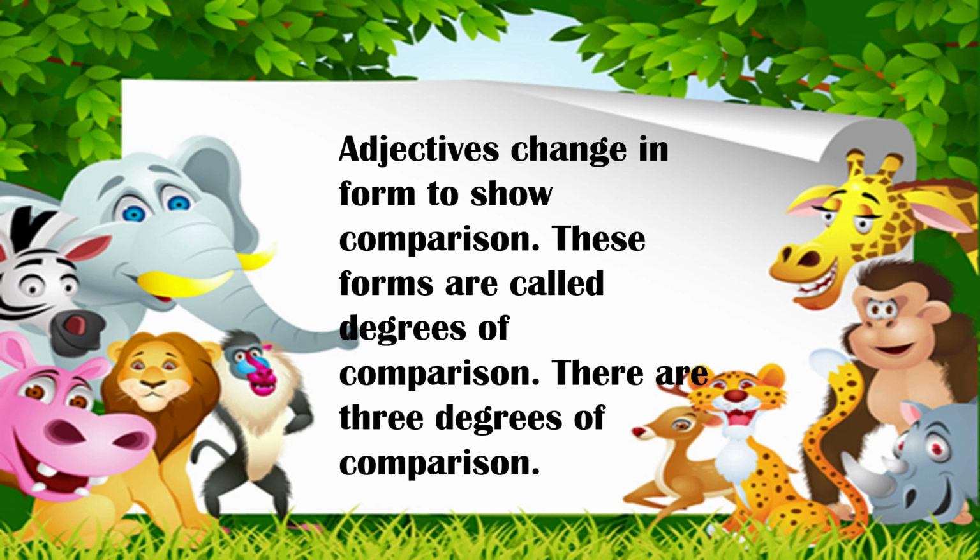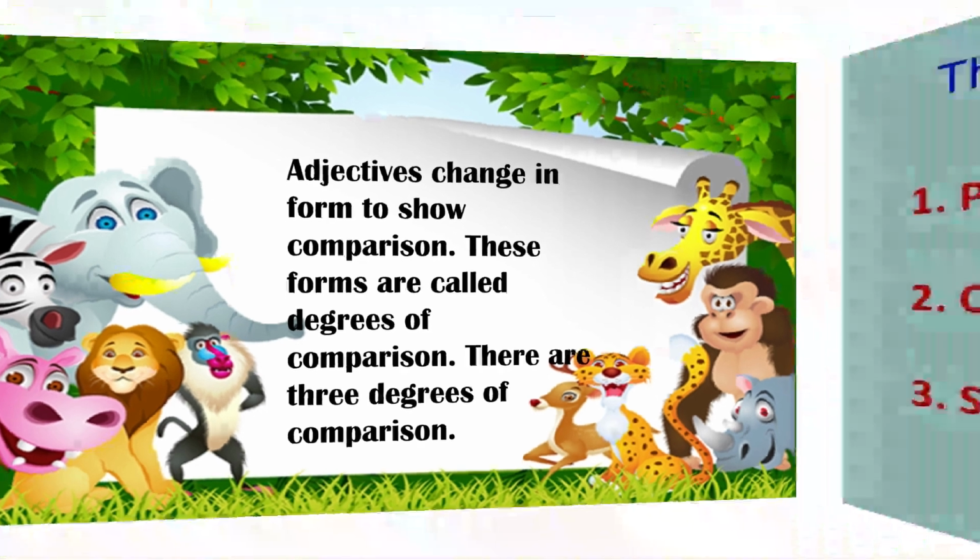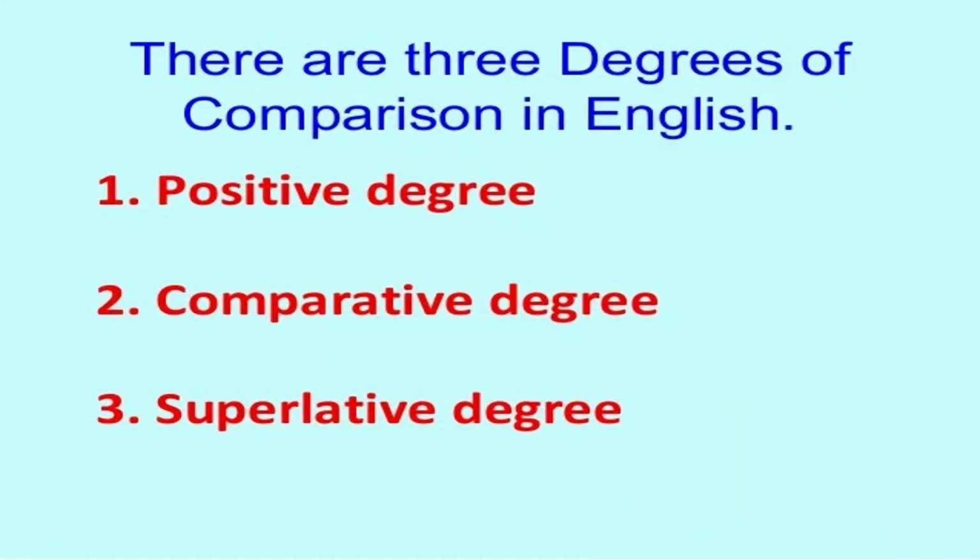Adjectives change in form to show comparison. These forms are called degrees of comparison. There are 3 degrees of comparison. Let's see. There are 3 degrees of comparison in English. They are positive degree, comparative degree, and superlative degree. Let us see one by one.